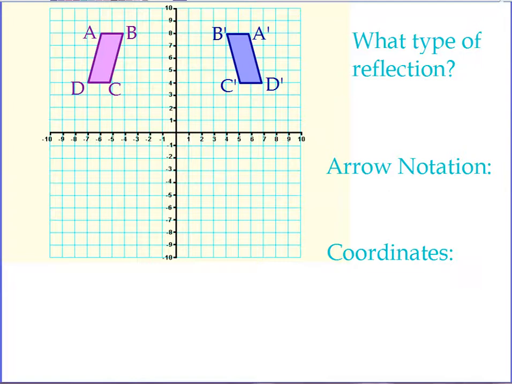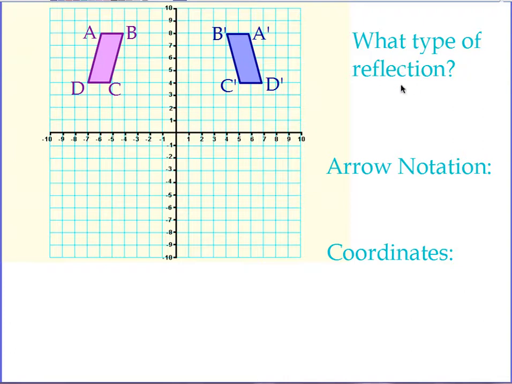Here we have a reflection on a graph. Remember, we need to pay attention to the vertices or the names of the vertices to determine which object is our pre-image and which object is our image. And remember, A, B, C, D is going to be our pre-image before reflection, and A prime, B prime, C prime, D prime is our image that's created by reflecting our original shape.